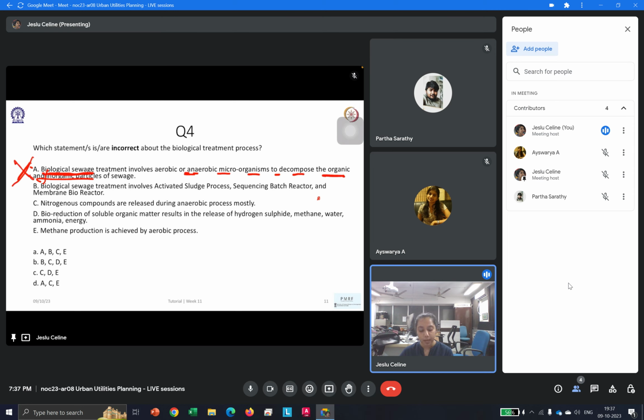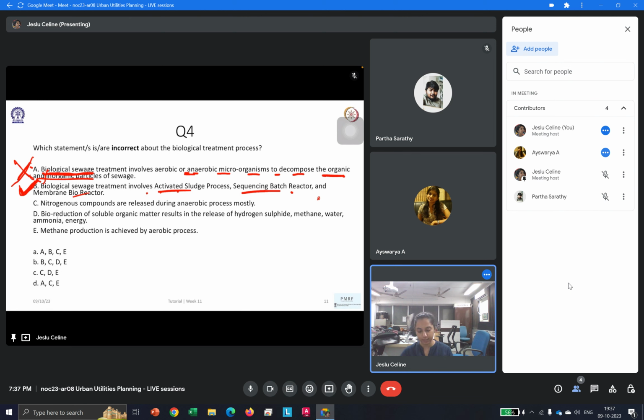Now, B, biological sewage treatment involves activated sludge process, sequencing batch reactor, and membrane bioreactor. Is that correct? It's true. Yes, ma'am. We have seen this in the lecture. So these are the different processes: activated sludge, sequencing batch reactor and membrane bioreactor. Correct. Now C, nitrogenous compounds are released during anaerobic process mostly. Yes, ma'am.